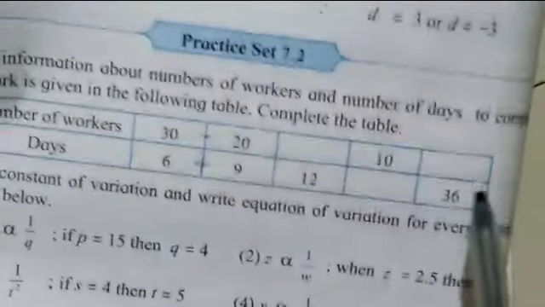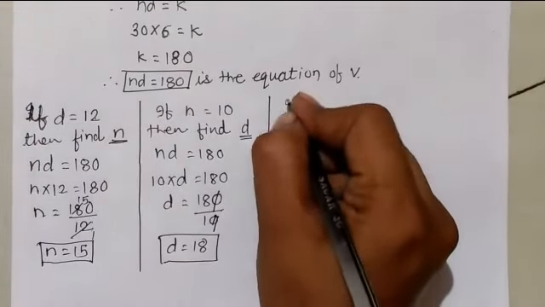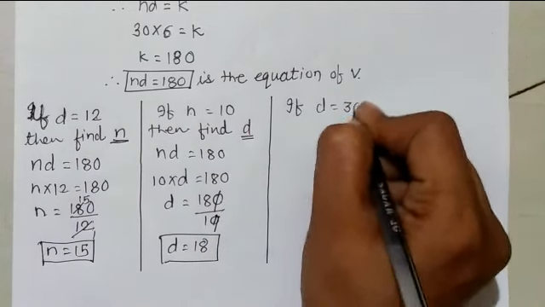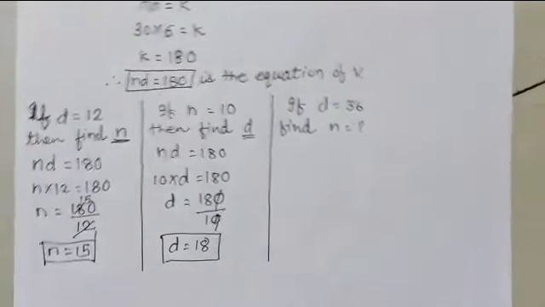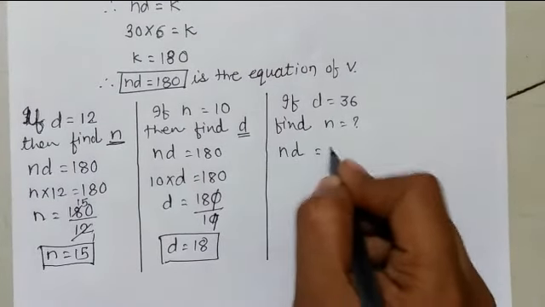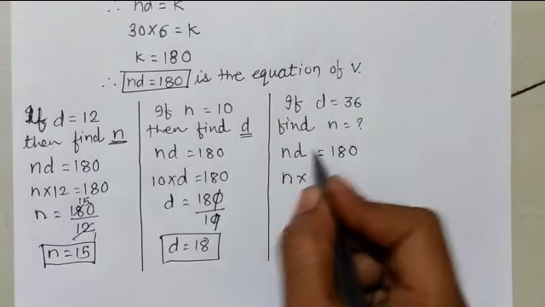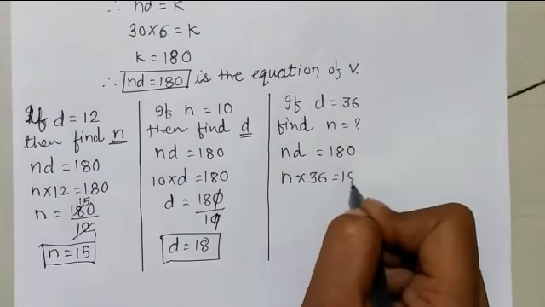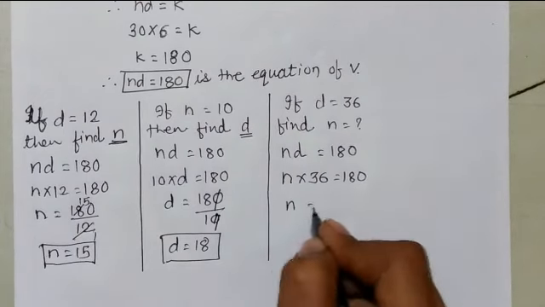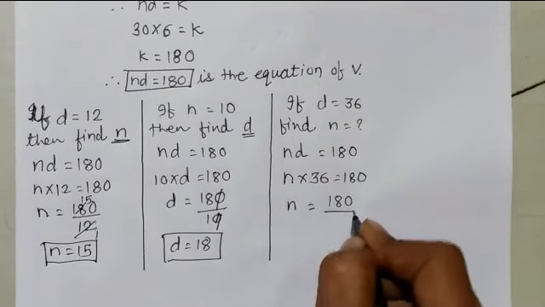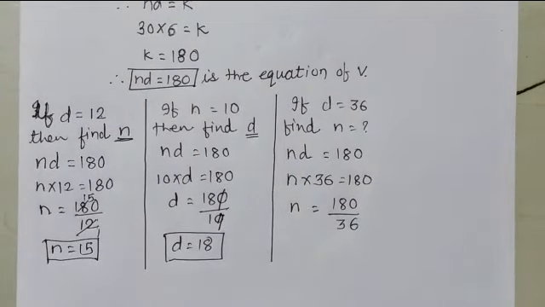Now students, let's go with the third fill in the blanks where d is given, that is 36. So if d is equal to 36, then find n. Okay. Again write the equation. nd is equal to 180. We don't know n, so it will be as it is, multiplied. The value of d is 36, equal to 180. This 36 is going to the opposite side to divide. n is equal to 180 upon 36. If you calculate the table of 36, then you can get it.